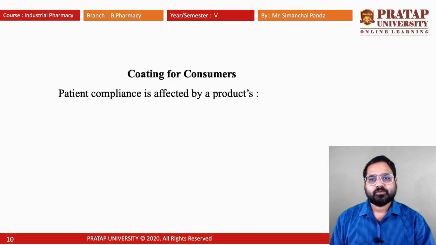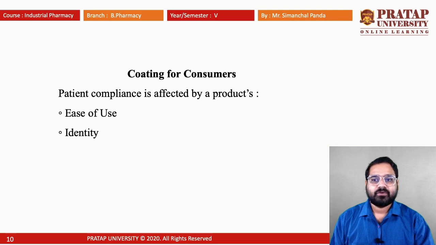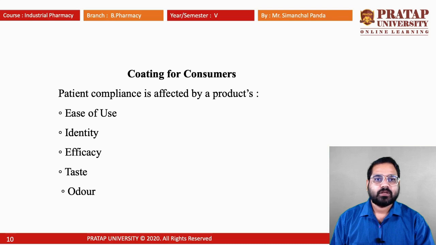So, coating for consumers: generally patient compliance is affected by product quality. It is easy to use, it will have a unique identity, it will have the efficacy to act in the body, and it will have improved taste. If we can mask the taste, we can improve it. If you are making a sugar coating, it will also enhance the taste quality. We can also mask the odor. Generally, most of the ingredients coming from natural or chemical sources have a very different odor which is difficult for different patients to consume. So, to avoid that, we can make a coating.